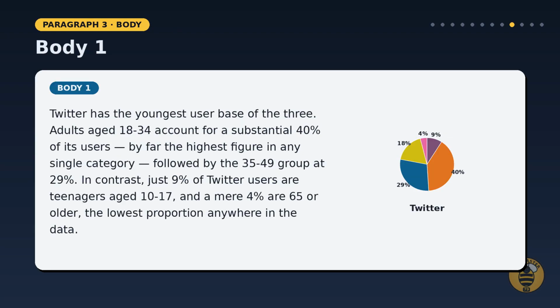Body paragraph 1. Twitter has the youngest user base of the 3. Adults aged 18 to 34 account for a substantial 40% of its users, by far the highest figure in any single category, followed by the 35 to 49 group at 29%. In contrast, just 9% of Twitter users are teenagers aged 10 to 17, and a mere 4% are 65 or older, the lowest proportion anywhere in the data.